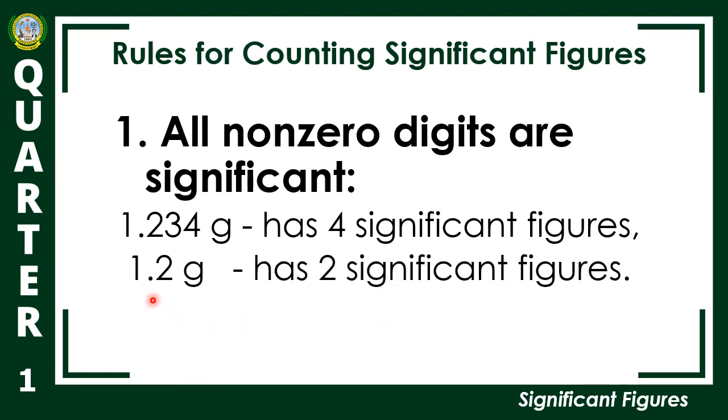Next is 1.2 or 1 and 2 tenths gram. Okay, it has 2 significant figures because it has 2 non-zero digits. So, yun lang po. Ganun lang po kasimple ang ating rule number 1.